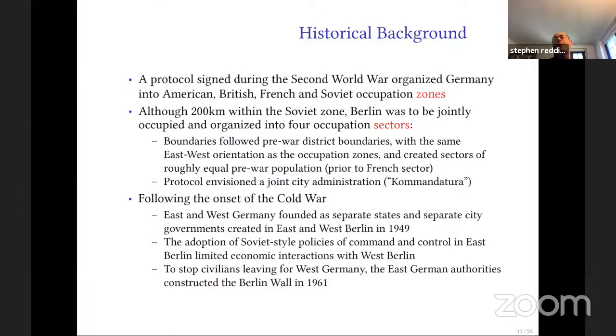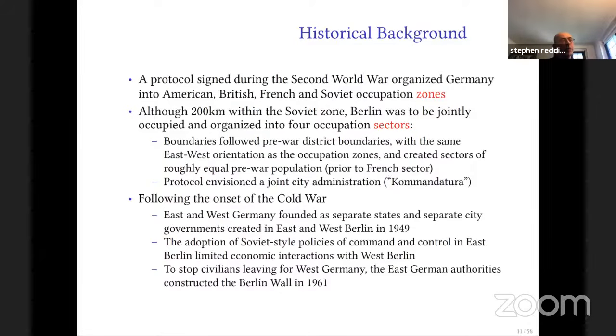And it was really only after relations between the Soviets and the Western allies began to break down with the onset of the Cold War, and East and West Germany were founded as separate states, and the border between them was closed. Paralleling that formation of separate states, separate city governments emerged for East and West Berlin in 1949. And following the adoption of Soviet-style central planning in East Germany, all local economic interaction between East and West Berlin comes to a close rapidly.